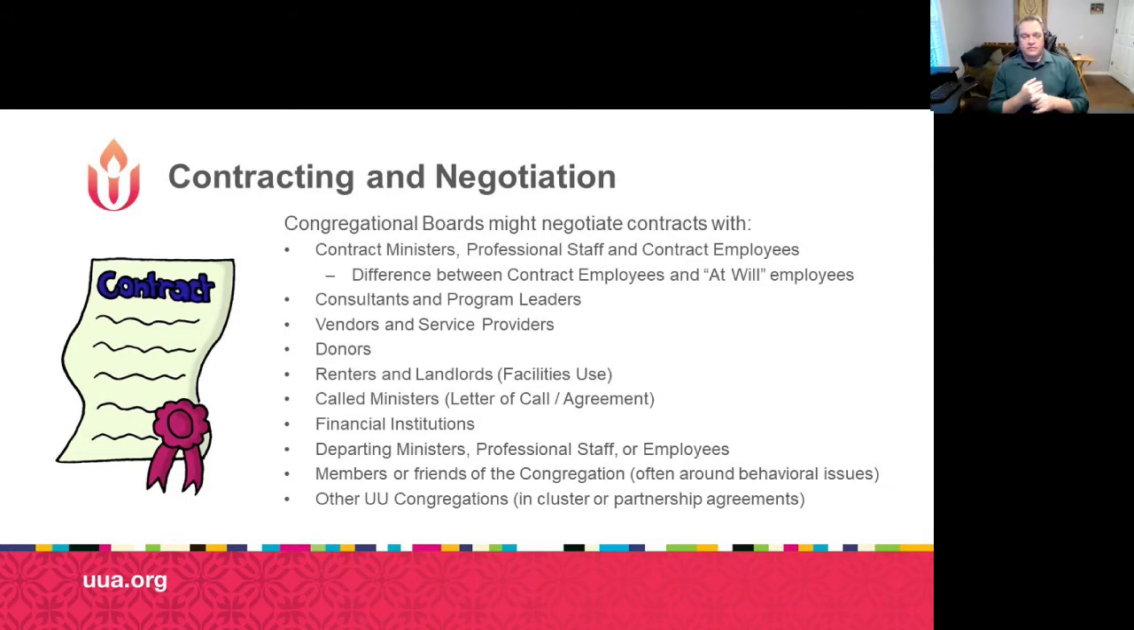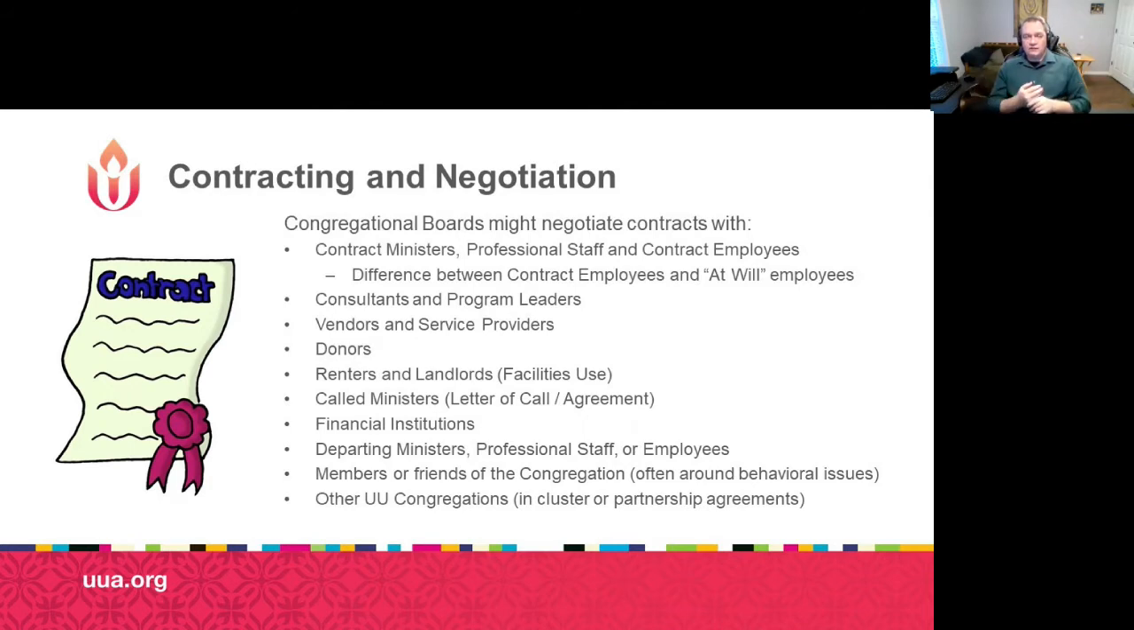Vendors and service providers. Vendors such as website vendors, plumbing, business, somebody's going to paint your sanctuary for you. All different kinds of contracts that may come to a governing board. Sometimes there are contracts with donors, especially with very large bequeathments, and conversations need to be had about how the congregation is going to receive those donations, and it takes some work for a board.